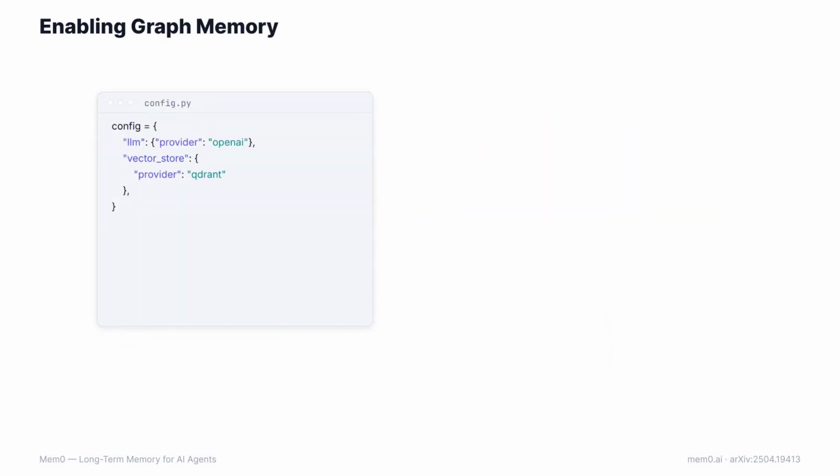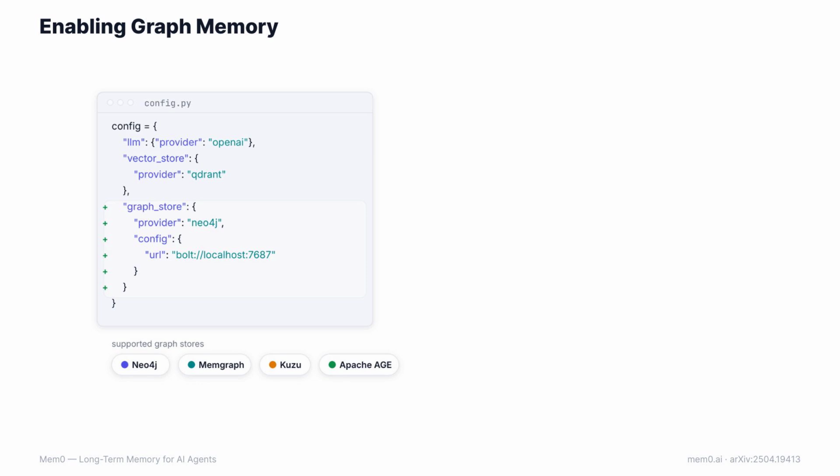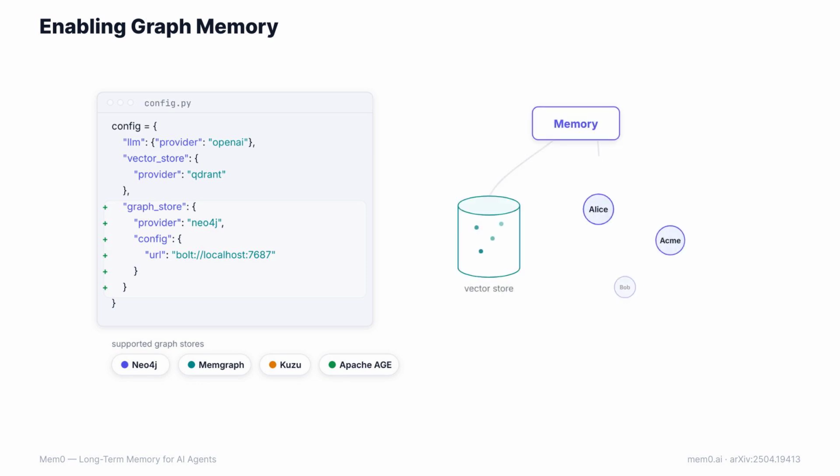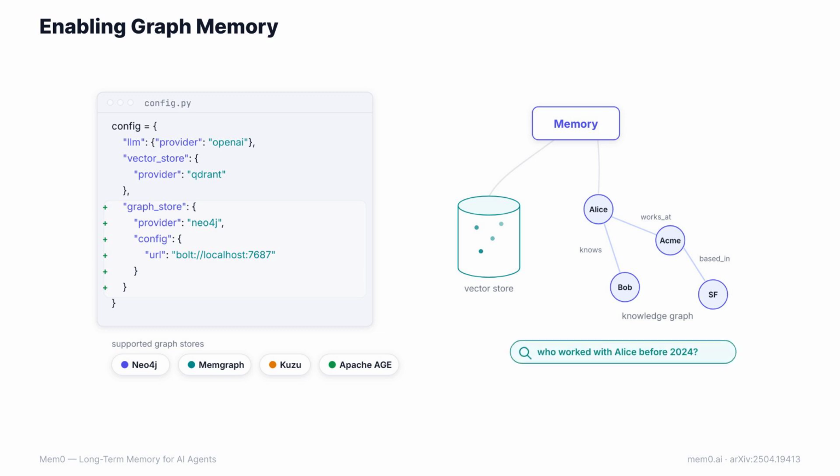Graph memory from the paper is one config block away. Add a graph store section pointing at Neo4j or Memgraph. Kuzu and Apache Age are supported too, and Mem0 starts extracting entities and relationships alongside vector memories. Reach for it when your questions span connected facts: who works where, what happened before what, how people and places relate. For plain preference recall, vectors alone are faster and cheaper. The paper is explicit about that trade-off.